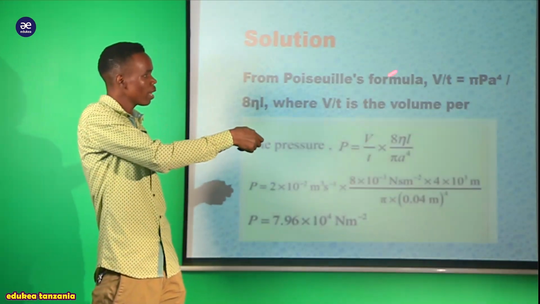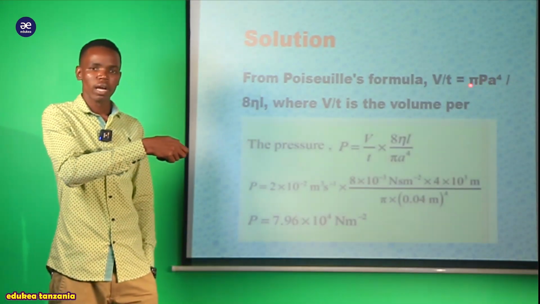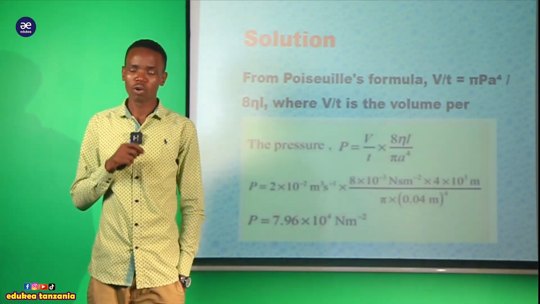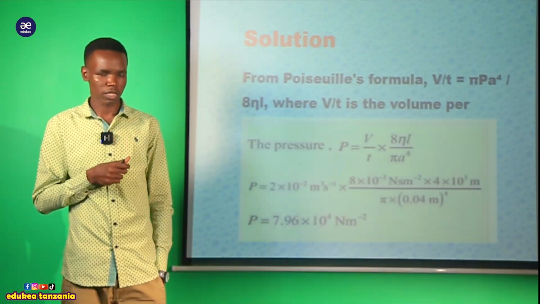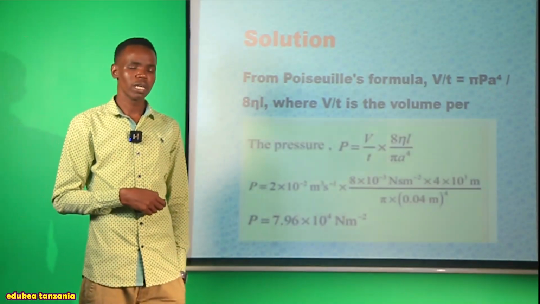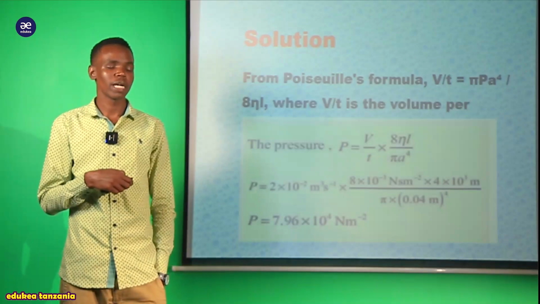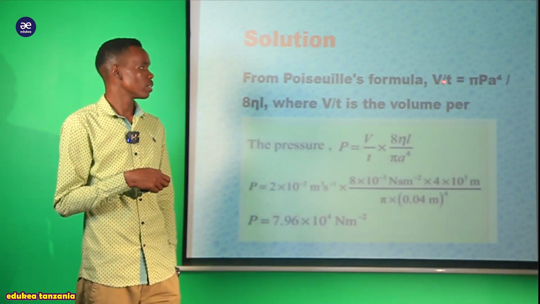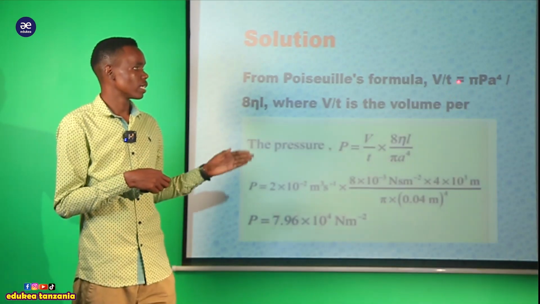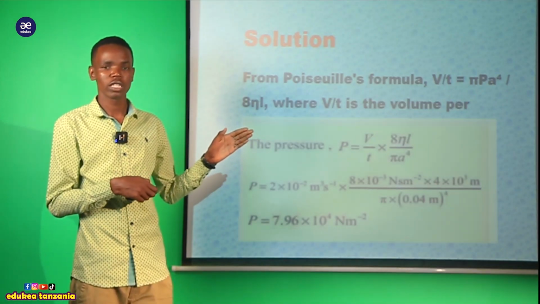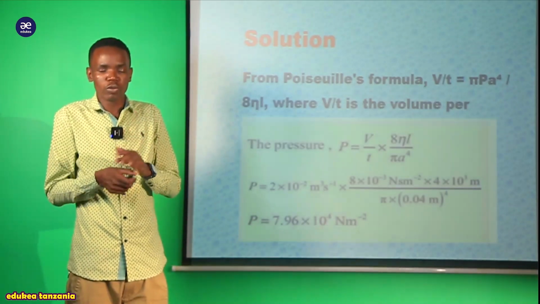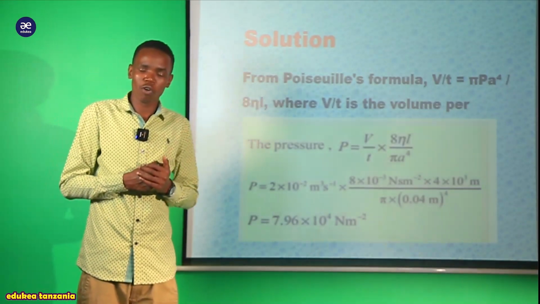Now from our formula of Poiseuille's theorem, let us make P the subject, that implies the pressure difference. Kwa tunatakiwa tuweze kumake P the subject. If we make it the subject, we should obtain that the pressure difference must be equal to V divided by T. Then we multiply by 8 coefficient of viscosity times the length, we divide by pi a power 4. This is how we determine the formula of the pressure.